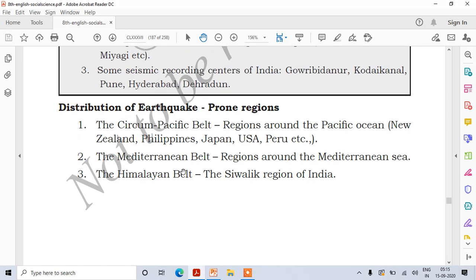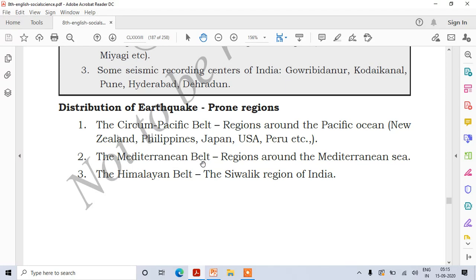Now we'll read about the distribution of earthquake prone regions, meaning the regions where earthquake prone areas are present. We'll read about the earthquake prone regions. The Circum-Pacific Belt, the regions around the Pacific Ocean. So these countries come around there: New Zealand, Philippines, Japan, USA, Peru, etc.